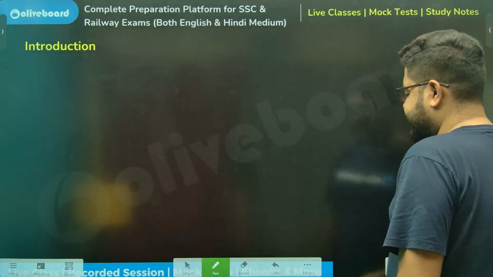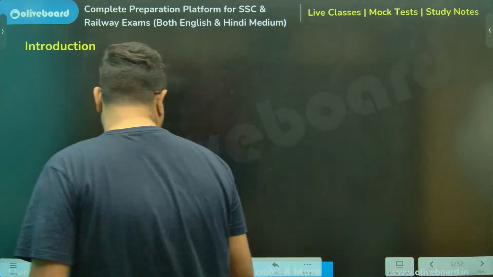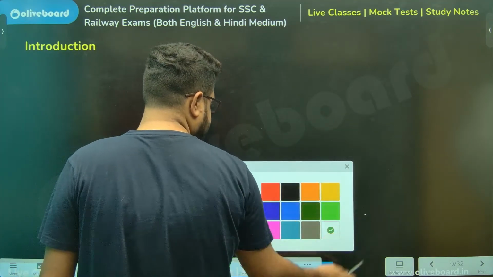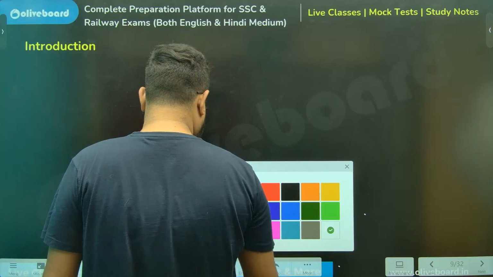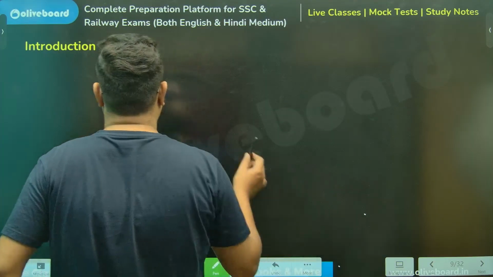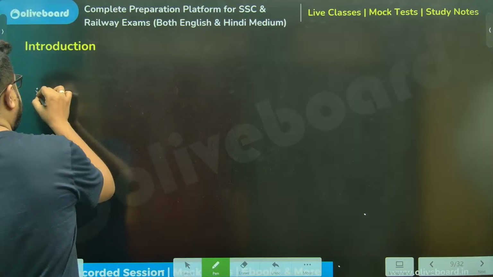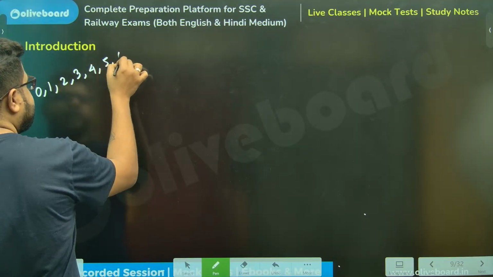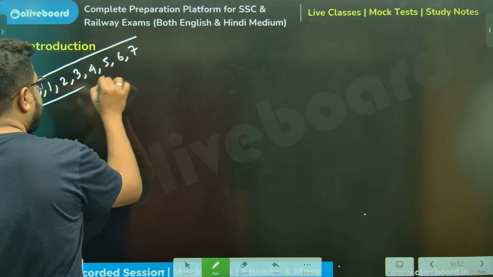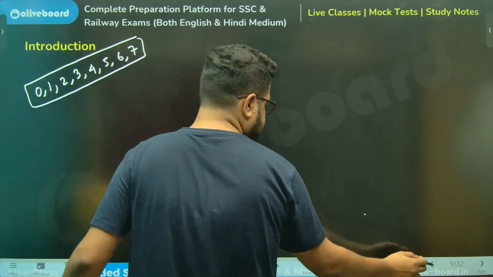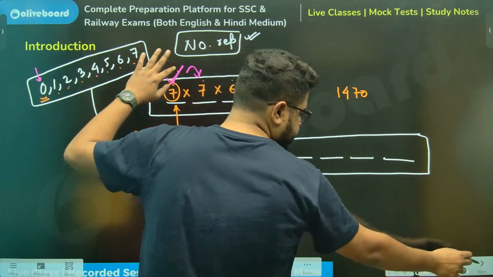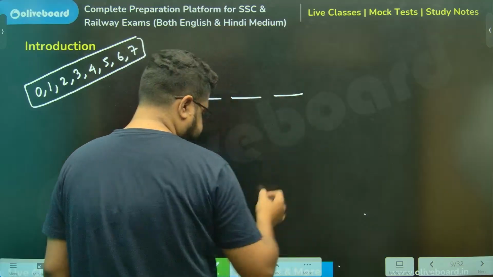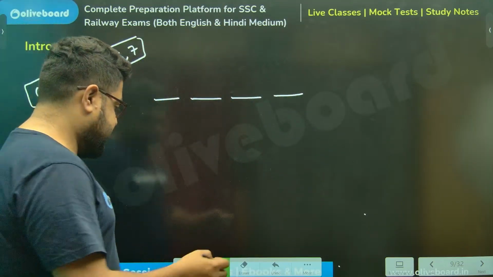Let's see. I'm just taking this to the next page because I want to write it. The digits were 0, 1, 2, 3, 4, 5, 6, 7. This is what I gave you, right? 0 to 7, 4-digit even numbers.